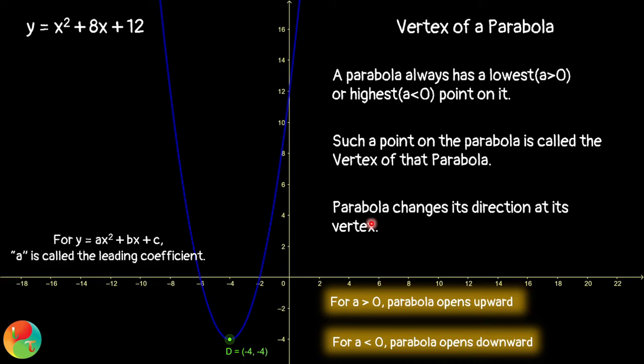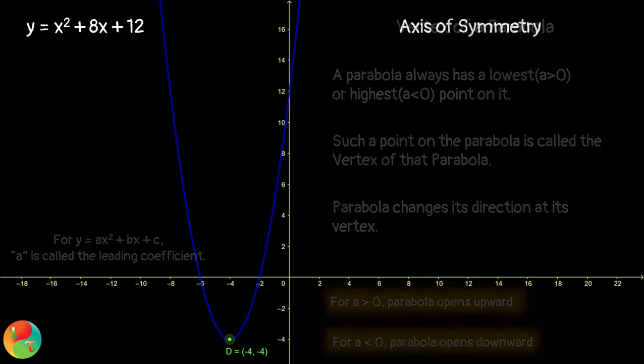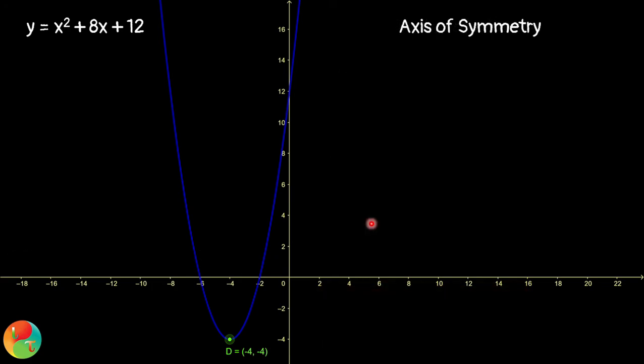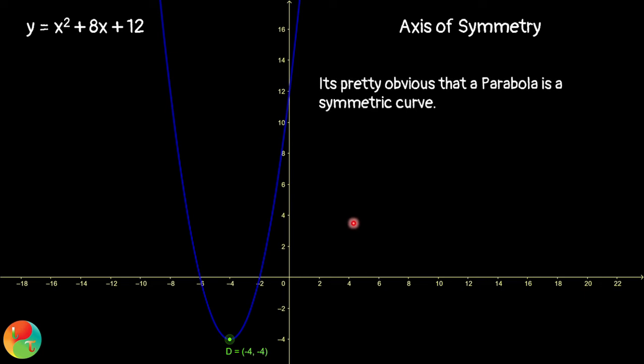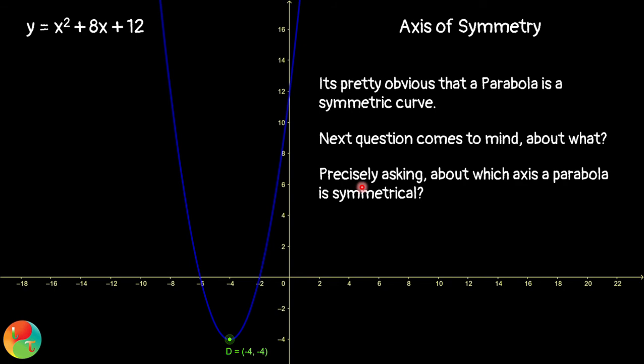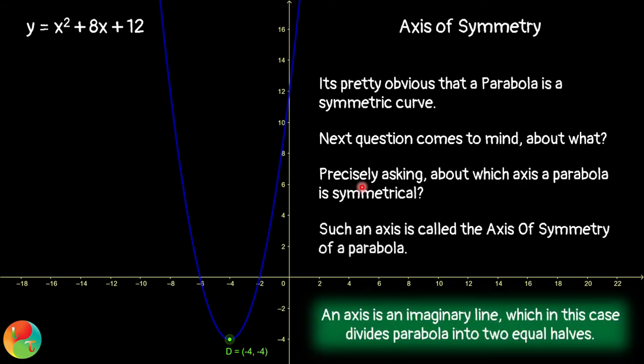Now since we have talked about the vertex of a parabola, one more thing is left to discuss, which is called the axis of symmetry. It's pretty obvious that a parabola is a symmetric curve. You can see that it is a very symmetric curve. So the next question that comes to mind is: precisely, about which axis is a parabola symmetrical?